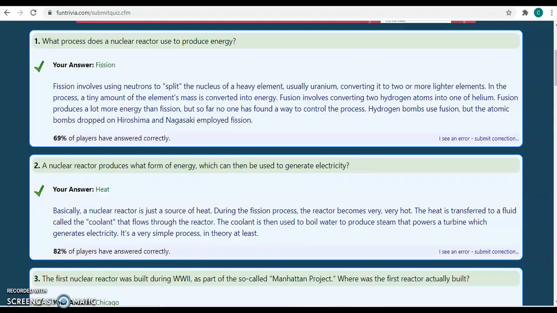Now that you've done the fun trivia quiz, let's have a look through the answers and see how much you did or didn't know. So, what process does a nuclear reactor use to produce energy? The answer to that one is fission, and that's something that at this stage in Year 9 Science I wouldn't expect everybody to know, okay? But the word fission means splitting apart the nucleus of a heavy element.